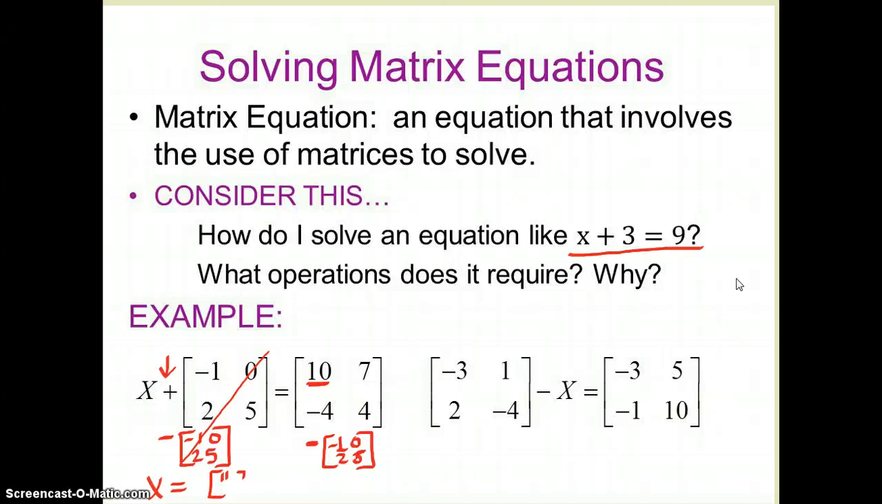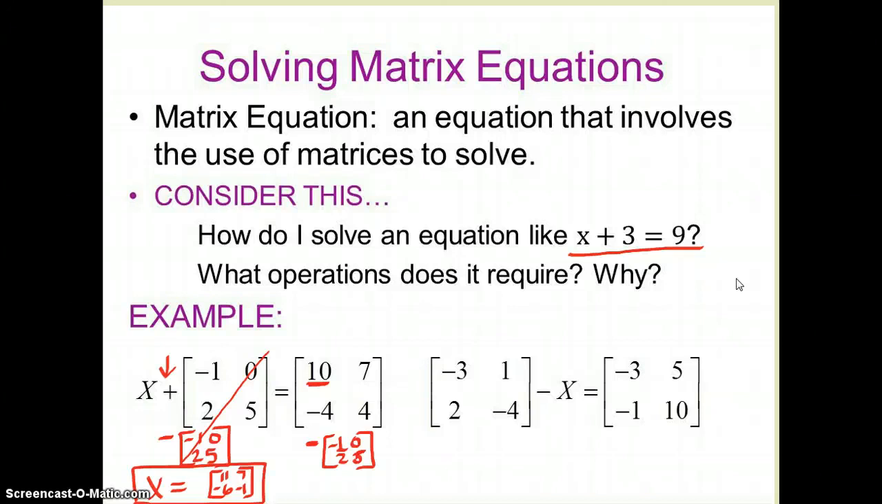Negative 4 minus 2 is going to give me negative 6. And finally, 4 minus 5 is going to give me negative 1. So my final answer for my matrix is this matrix down here, where it is 11, 7, negative 6, negative 1.